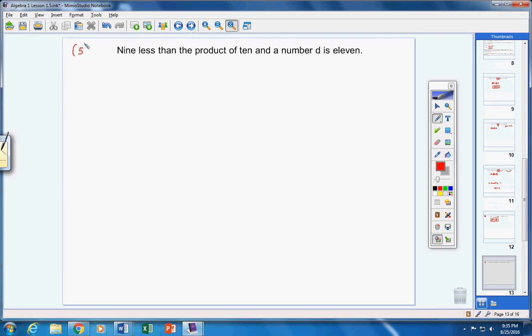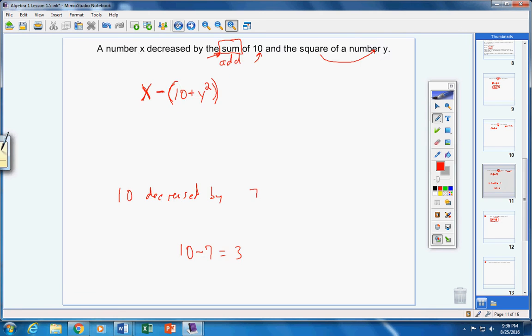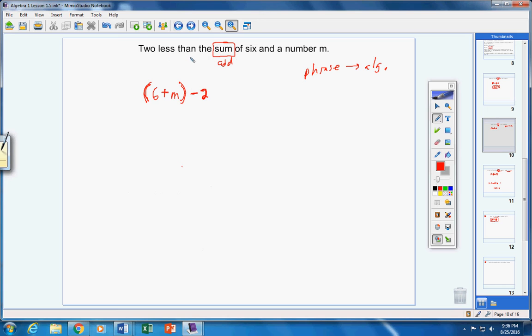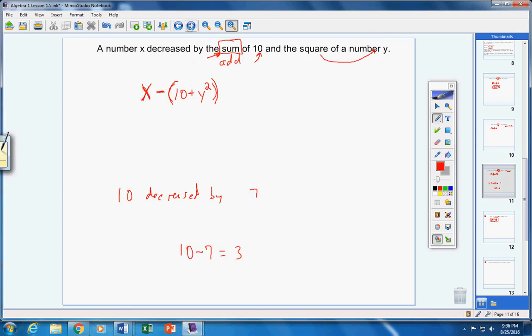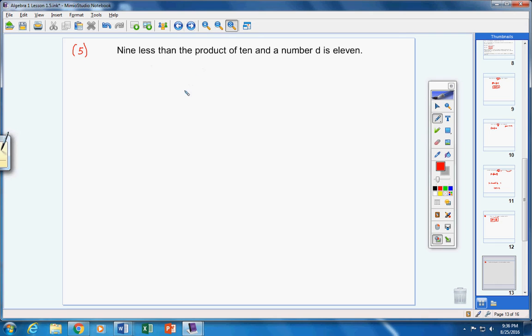Okay, number 5. 9 less than the product of 10 and the number t is 11. Okay, we don't panic, we relax. We start from the left and work our way across. 9 less than, so we're subtracting 9. Think way back, remember? 2 less than means we're subtracting 2. It means something has 2 less. So 9 less than something, so we're taking 9 away from something. 9 less than, not 10. 9 less than t, no. 9 less than 11, no. 9 less than what? The product, so we're subtracting 9 from a product.